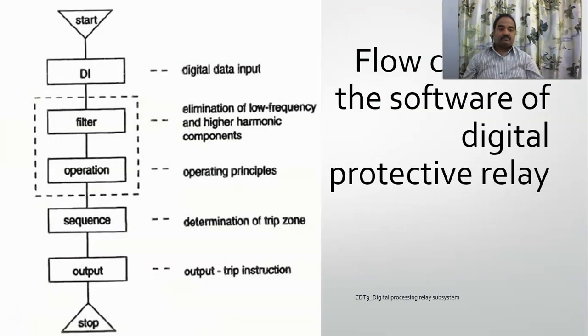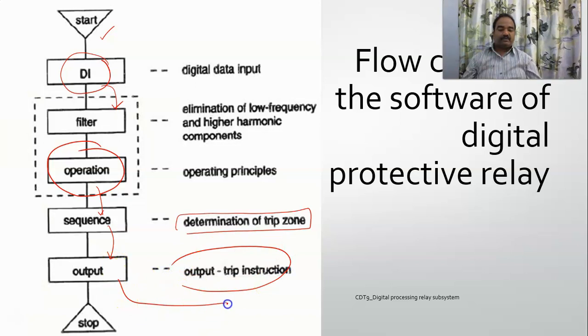Now coming to the software, the flowchart for the software of a digital relay. If you see, this is your start button, this is your digital data input, and next you will be filtering. Lower order harmonics or higher order components will be eliminated in this filter. Next you will perform some operation on this digital data. Here comes the operating principle. Next, sequentially, the data is processed and determination of the tripping zone is done here. And then outputs: the trip instruction is sent to the circuit breaker or any other component in your physical unit. So this is the flowchart of the software.